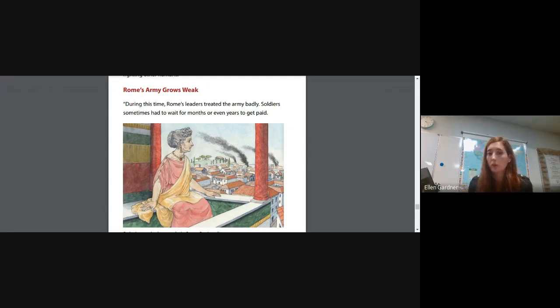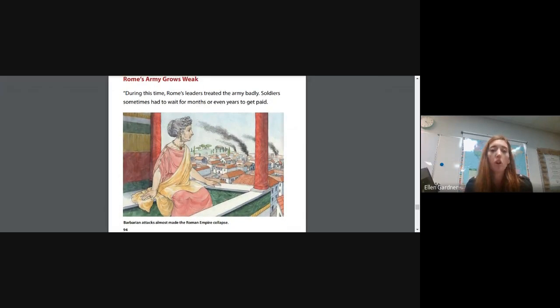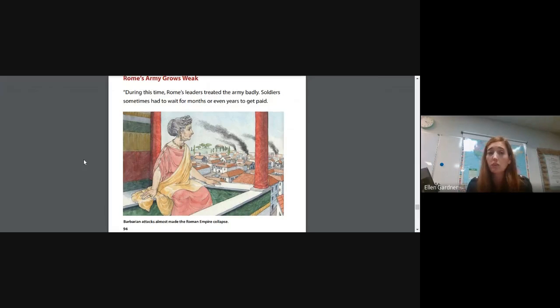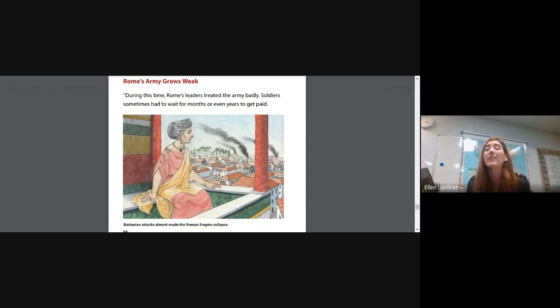Now, Rome's army grows weak. During this time, Rome's leaders treated the army badly as well. Soldiers sometimes had to wait for months or even years to get paid. That is not the way that you should treat somebody who's fighting for your country, to not pay them.